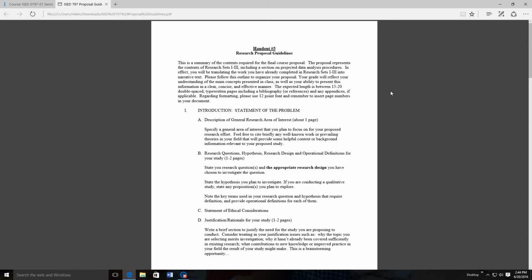Certainly the justification is very important, which is why you're proposing the topic as far as why it's important, as well as the rationale or significance, which deals with what it might contribute. So justification deals with the why, and the significance, which you can also talk about, deals with what it might contribute.